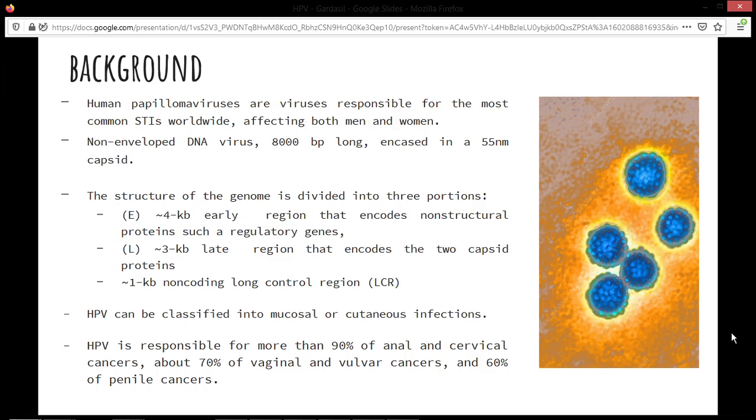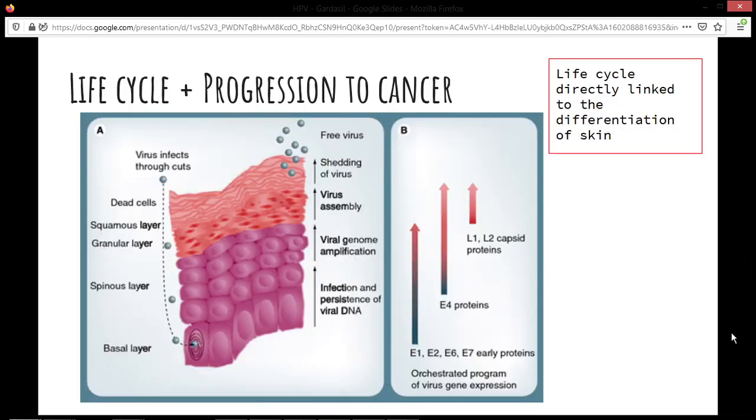Cervical cancer is the third most common cancer in women and the second most common cause of death from cancer in women worldwide. The papillomavirus infects the basal epithelial layer. The life cycle of HPV is directly linked to the differentiation of skin layers. The virus infects through cuts via the squamous and granular layers to the basal layer, where the cells are differentiated and the virus is shed. The production of viral genomes is critically dependent on the host DNA synthesis machinery.